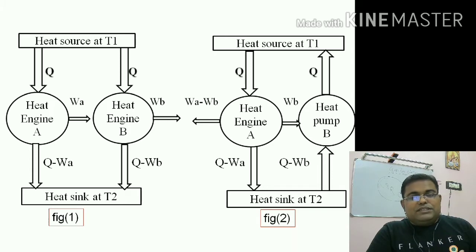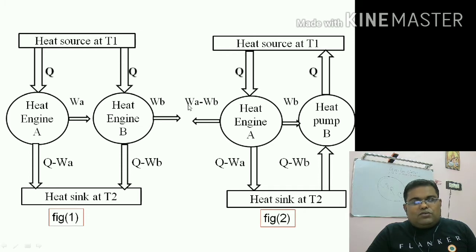But our assumption says that the actual heat engine is more efficient than the reversible heat engine. So if heat engine A has more efficiency than heat engine B, the work output of heat engine A will be higher than that of heat engine B. That means after supplying the required work to heat engine B, it will have excess work which can be used as a work output. So in this case, heat engine A has given work to heat engine B, which is now working as a heat pump.